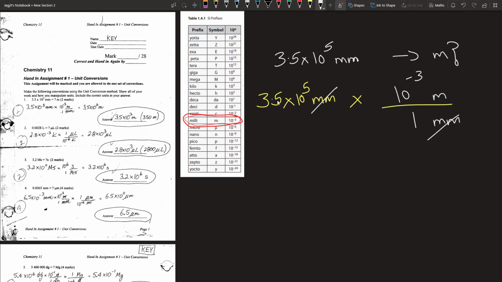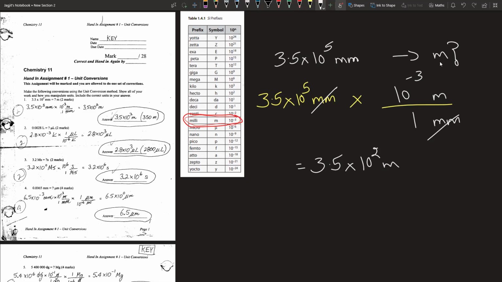All you do is take 3.5 times 10 to the power 5 and multiply it with 10 to the power minus 3. If you punch it in properly, you should get 3.5 times 10 to the power 2 meters. And now you have your answer in meters, folks. So there you go, we've converted from millimeters to meters.